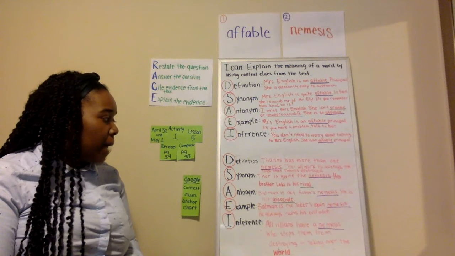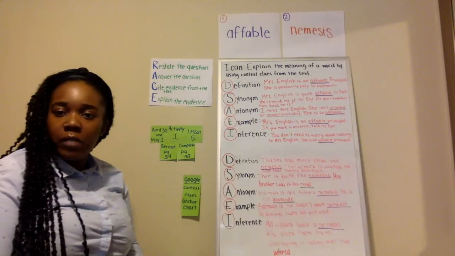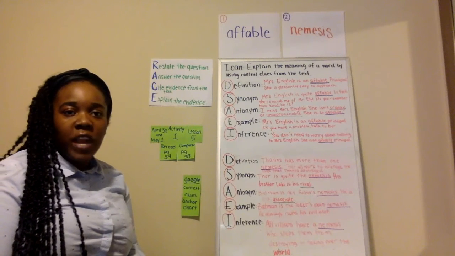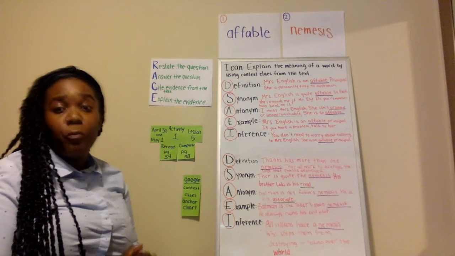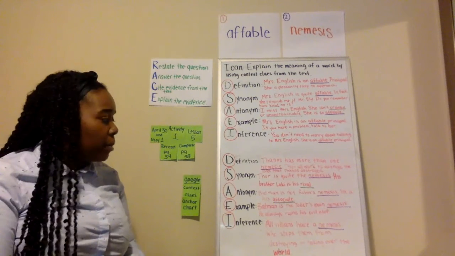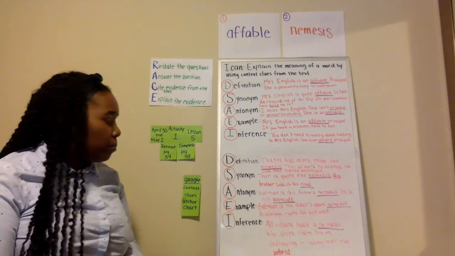Batman is not Robin's nemesis. He is his associate or his friend. Okay, he's somebody he can hang out with. He's not somebody who he tries to stop or foil his evil plans. Batman doesn't have to do that with Robin. So the antonym for nemesis is associate.